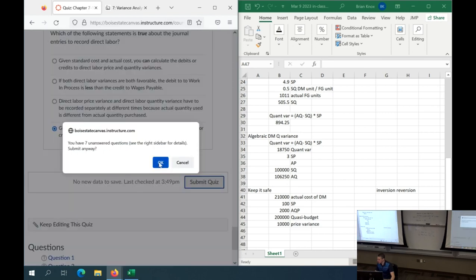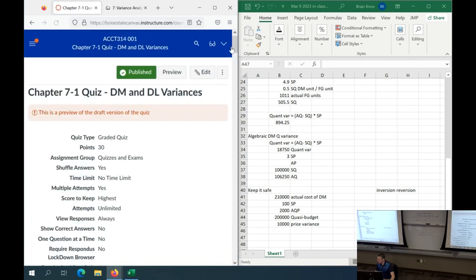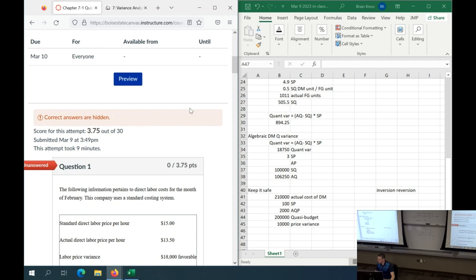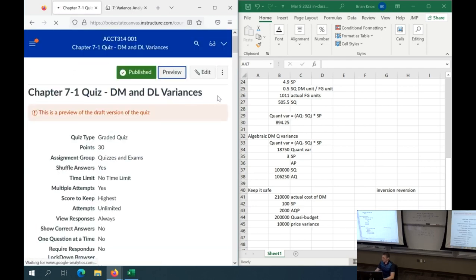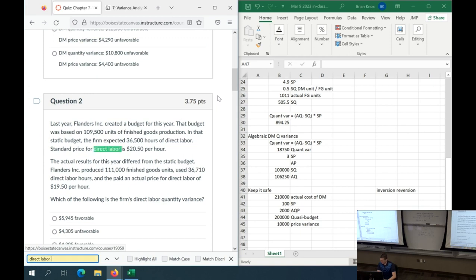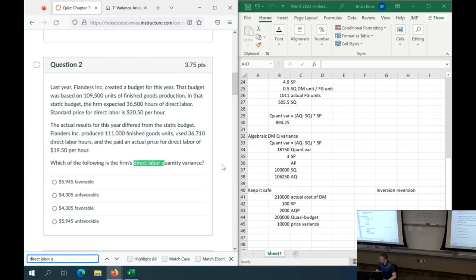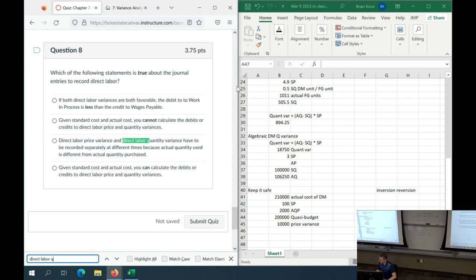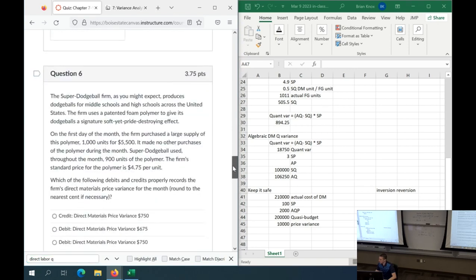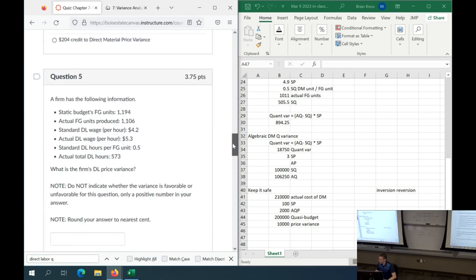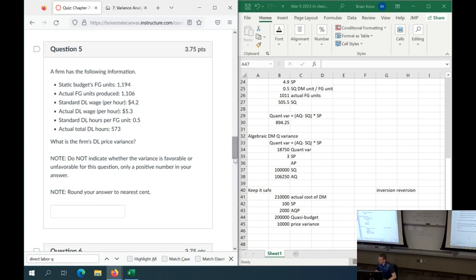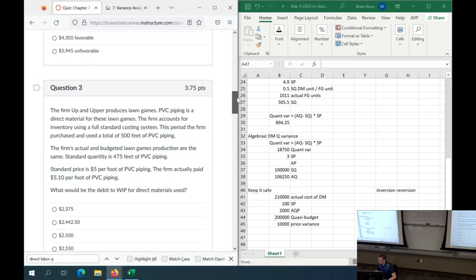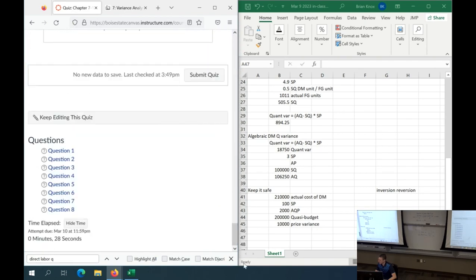All right, let's submit it. Make sure we got that question right. Yes, we got the points for it. So here is, did we do this one? We did this one. Let's find a different one. An open answer one. Okay. Oh, no. My find was direct labor quantity. It looks like in the open answers I might put DL instead. All right, let's try again.